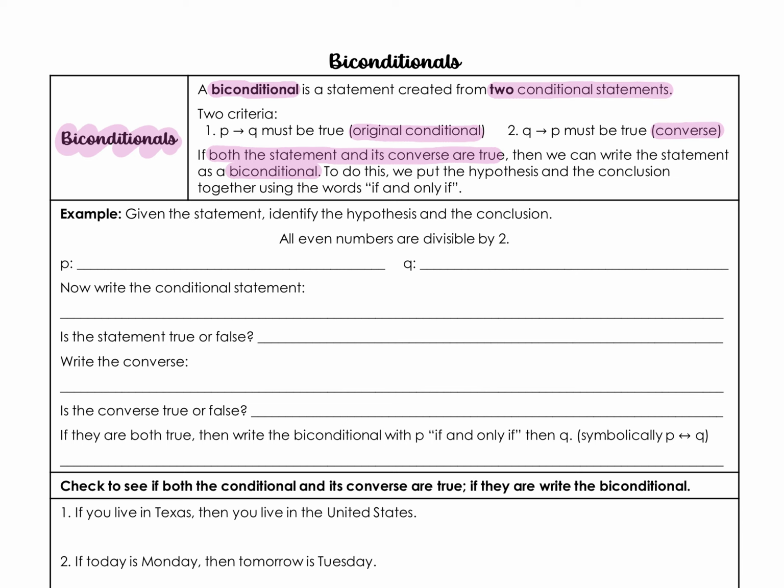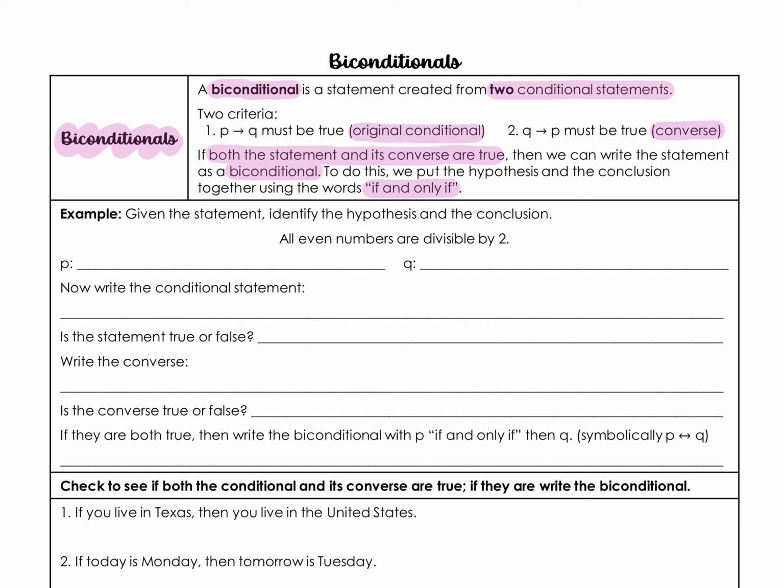To do this, we must put the hypothesis and the conclusion together using the words if and only if. So it's no longer going to be an if-then statement. We're going to get rid of the if, and where that then is, we're going to replace it with the phrase if and only if. All right, so we have some examples down below.